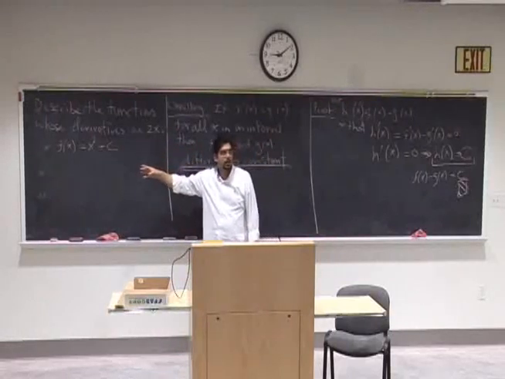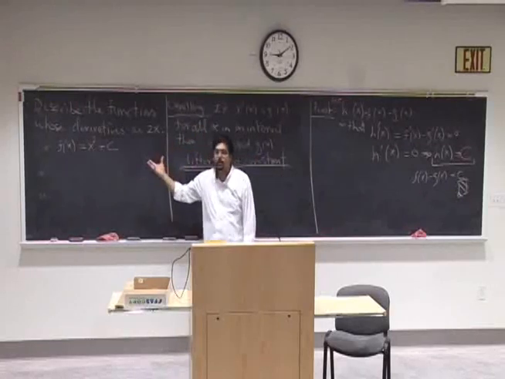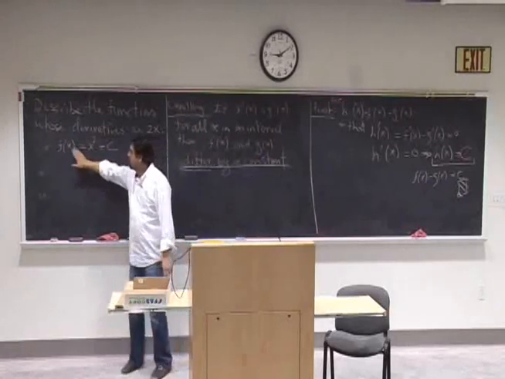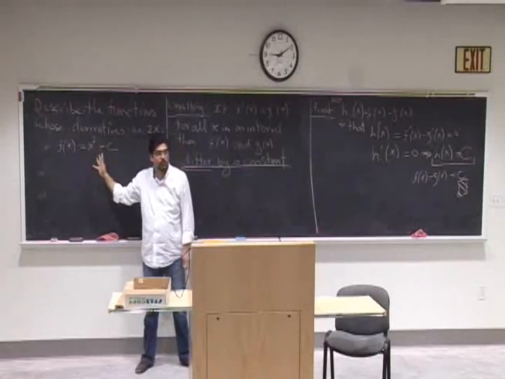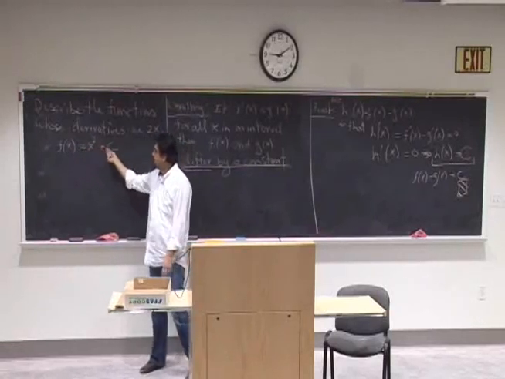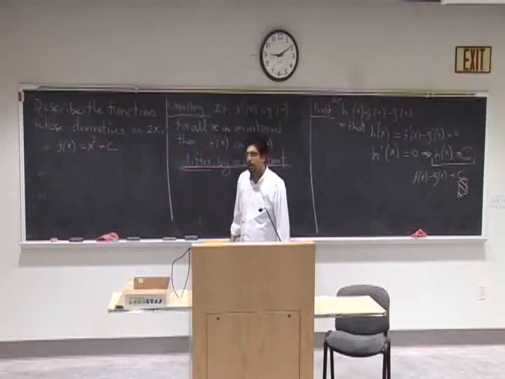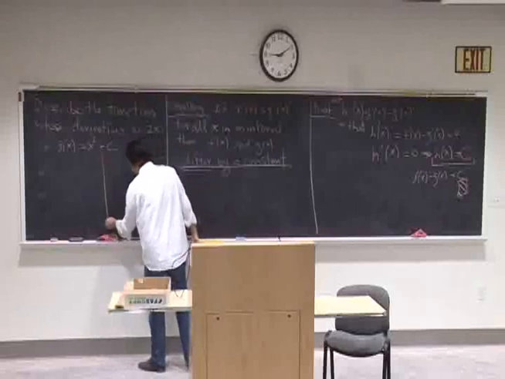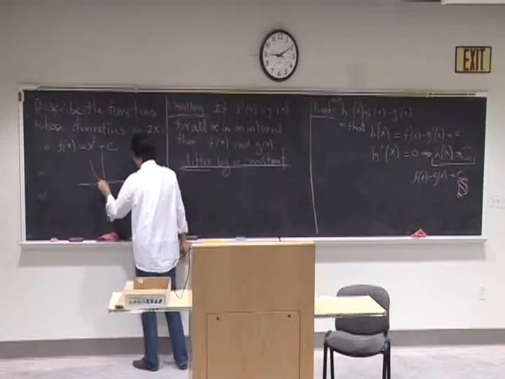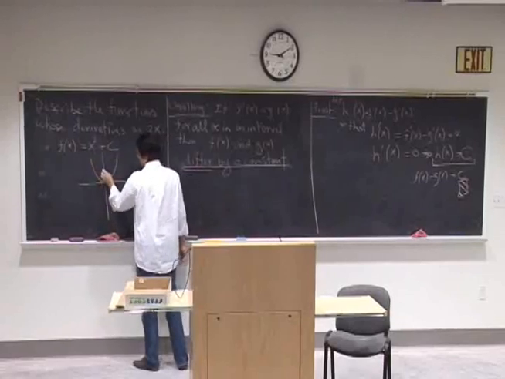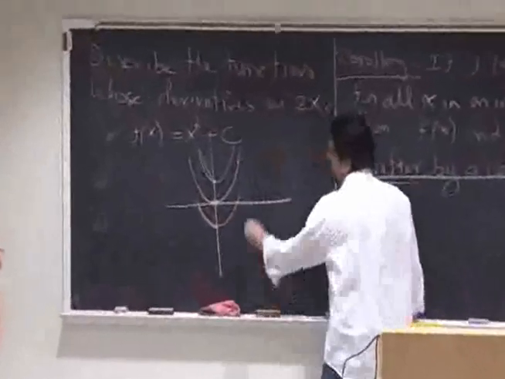And then, since all other functions that I want have this derivative, the only difference between x squared and all the other functions should be a constant. The difference between f and x squared should be a constant. And so, f of x equals x squared plus c describes all the functions whose derivatives are 2x. And the picture for all these functions is congruent parabolas that are just shifted vertically. Okay?